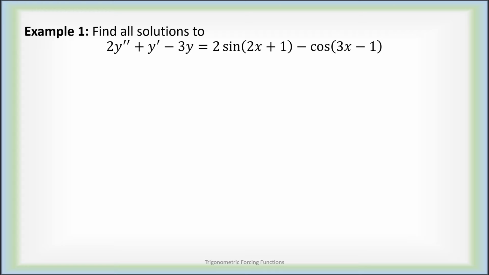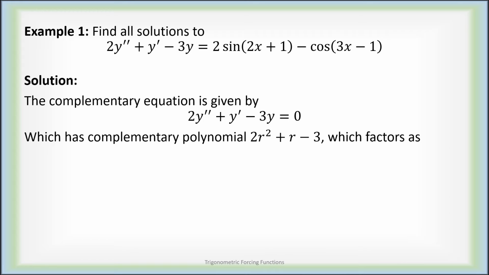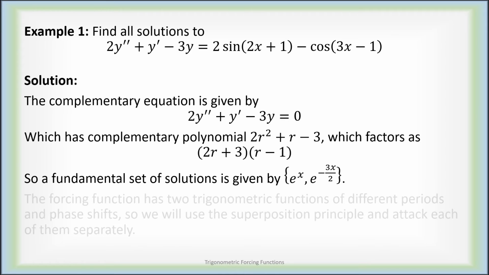As a first example, let's find all solutions to this differential equation. From experience, we know that we need to begin by considering the complementary equation. Setting the forcing function to be 0 will allow us to find general solutions to the homogeneous complementary equation. Well, it has characteristic polynomial 2r squared plus r minus 3, which actually factors quite nicely as 2r plus 3 times r minus 1. Therefore, a fundamental set of solutions is given by e to the x and e to the minus 3x over 2, because the roots of that characteristic polynomial were 1 and negative 3/2.